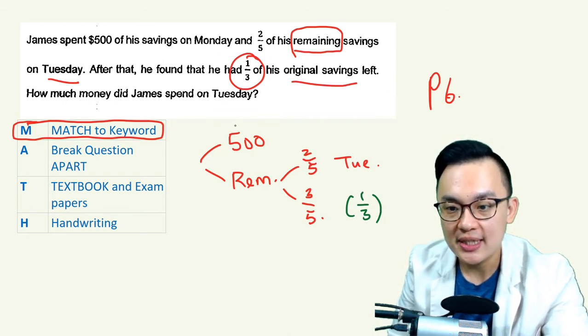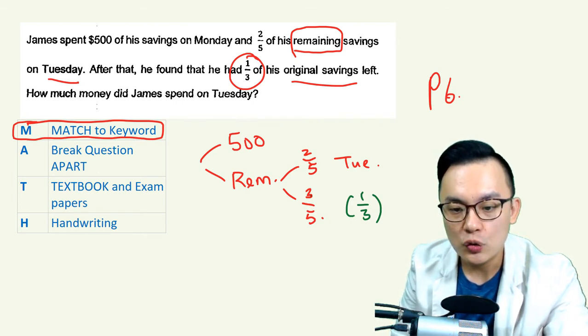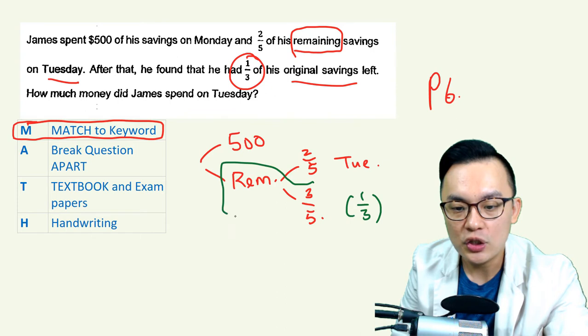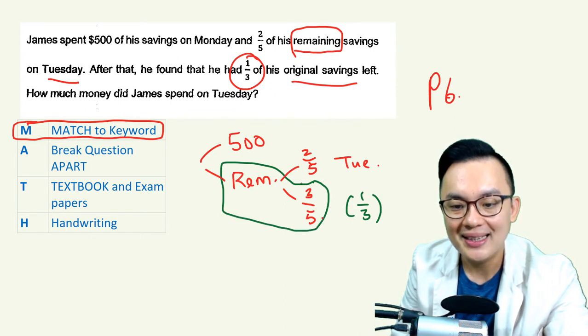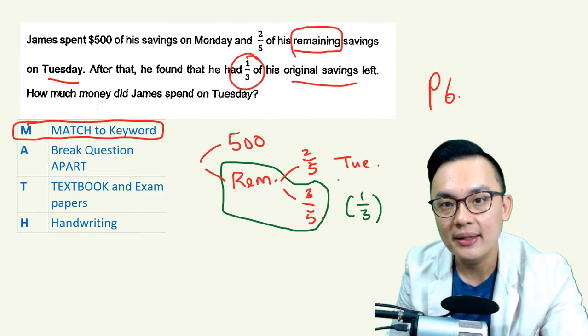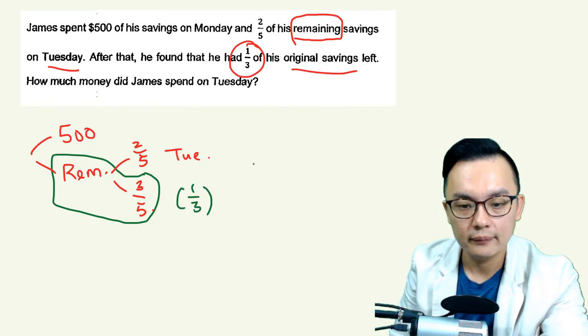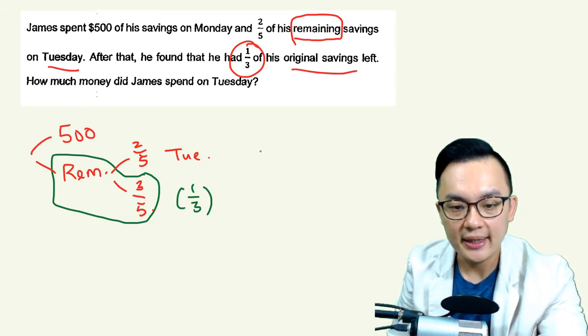Now I'm going to share with you two different methods to solve this question. The first method, which is actually the P5 method, is to use multiplication. So I take 3/5 times the remaining, which will equal 1/3. And after that, I'll show you another method using units and parts, and you can decide which one is easier for you. So let's look at the first method.